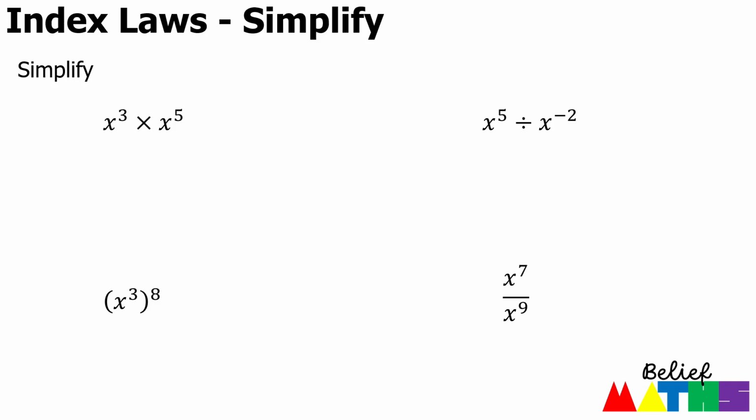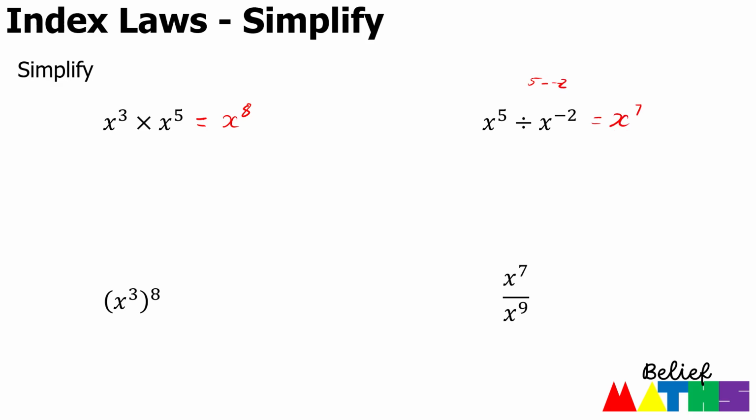Index laws, now you're asked to simplify these, which are really straightforward. One of the first things you probably learned when you were introduced to algebra. So when we're multiplying, we use the same powers. With the same base, we add the powers. So that's 5 to the 8. When we divide, we subtract. So in this case, you're doing 5, take away negative 2. So 5 minus minus 2. That gives you 5 plus 2, which is 7.